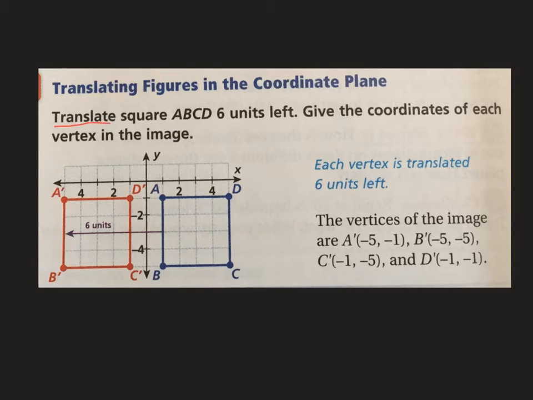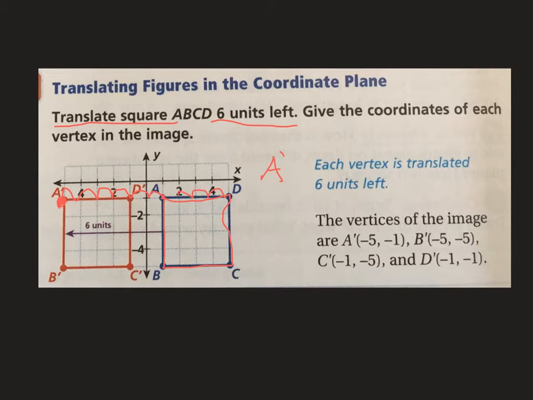So it says for us to translate square A, B, C, D 6 units to the left. Okay, so I'm going to take each point. I'm not going to be lazy, you guys. I'm going to take each point and translate it 6 units to the left. 1, 2, 3, 4, 5, 6. There's A. And notice, this is called A prime. Do you see that little check mark here? A prime is what it's called. So here we have A, and then we have A prime.